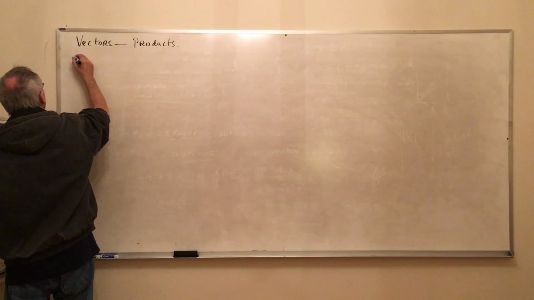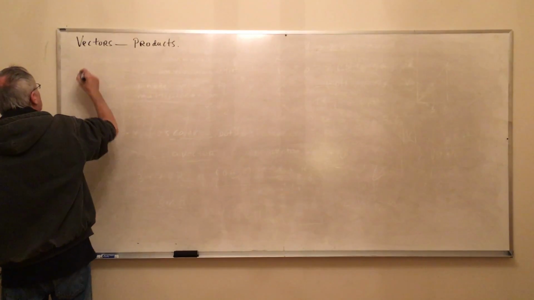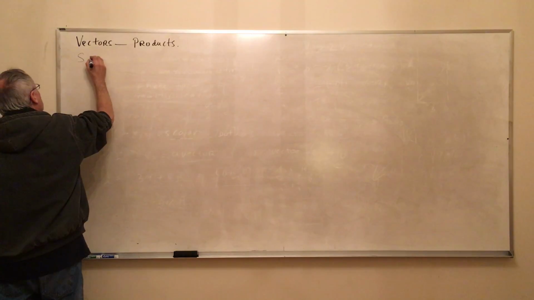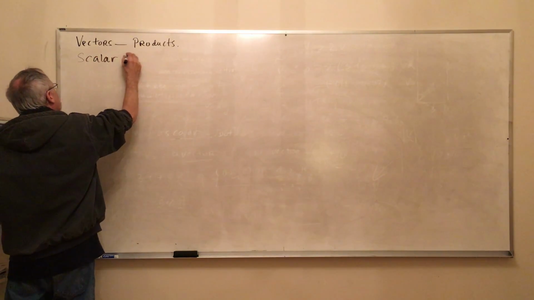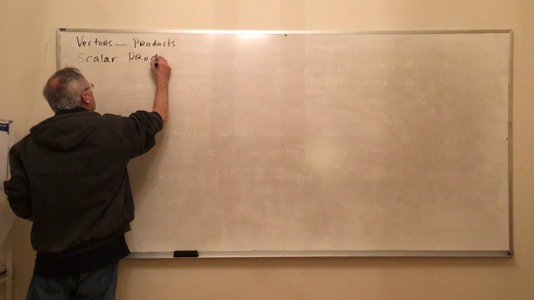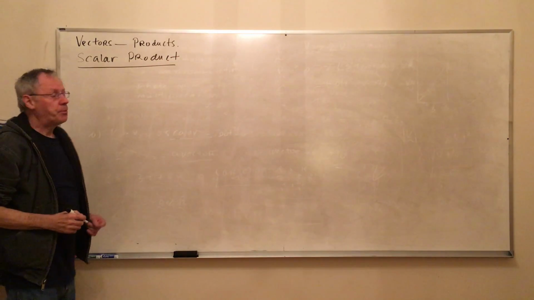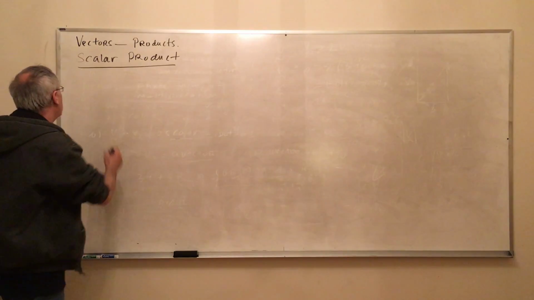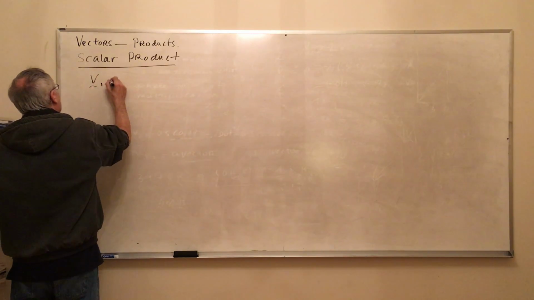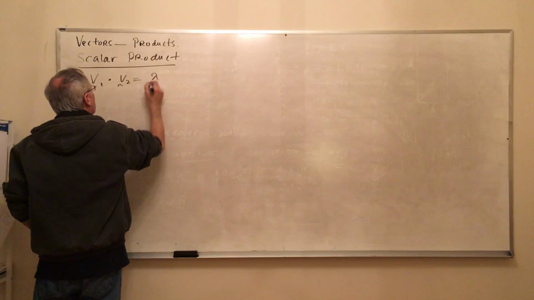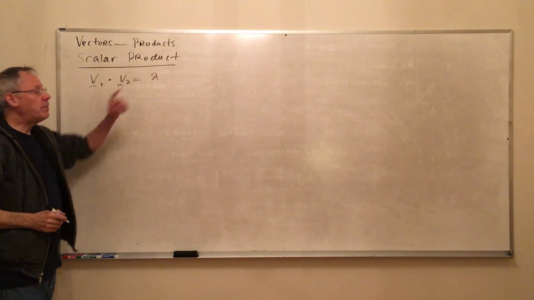So the next one is, I'm having a glass of wine, the scalar product. So we take two vectors, we multiply them together to get a scalar. Lambda is a good scalar.